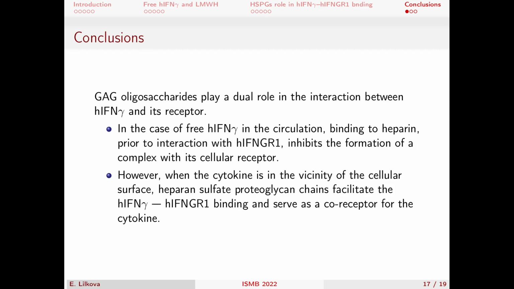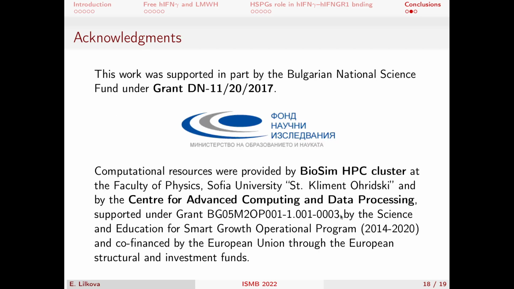heparin in the bloodstream binds to the free human interferon gamma and prevents further binding of this molecule to its cell surface receptors. But on the other hand, we found that heparan sulfate oligosaccharides are necessary to be present in the vicinity of the receptor so that the cytokine receptor complex can be formed, and they serve as a type of co-receptor for the cytokine.